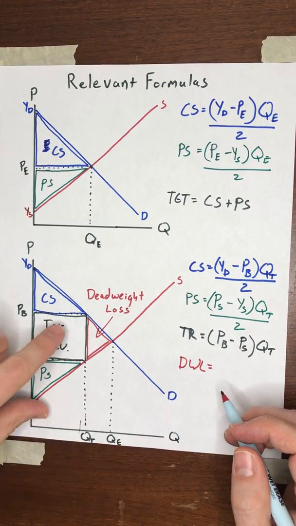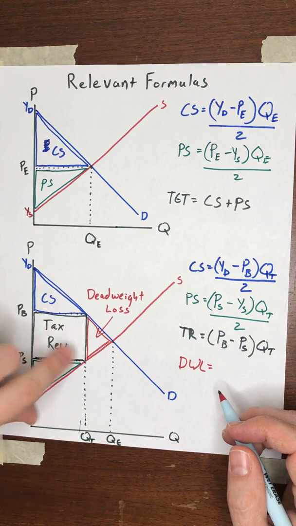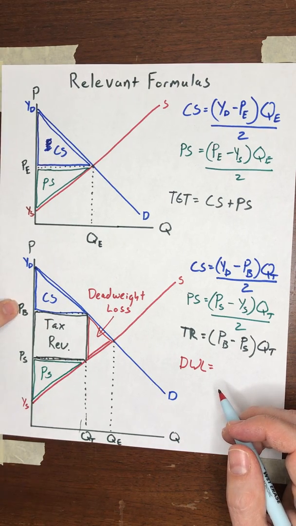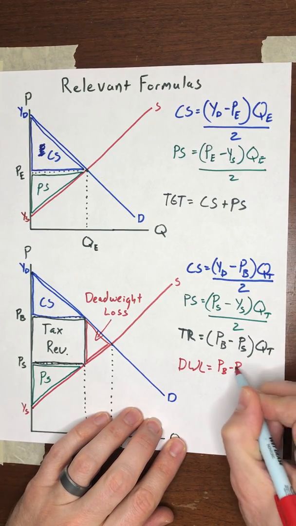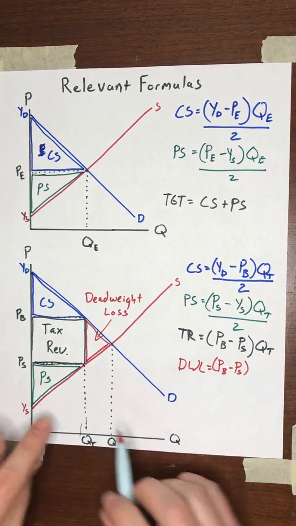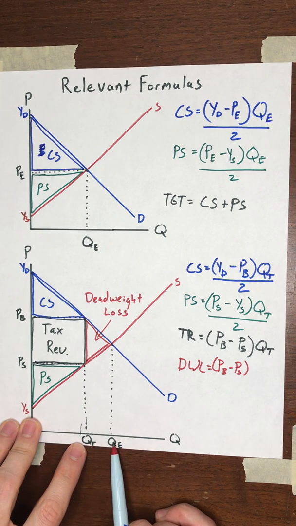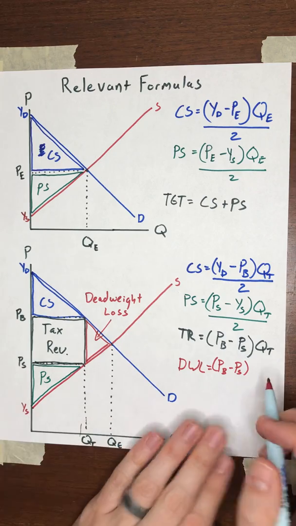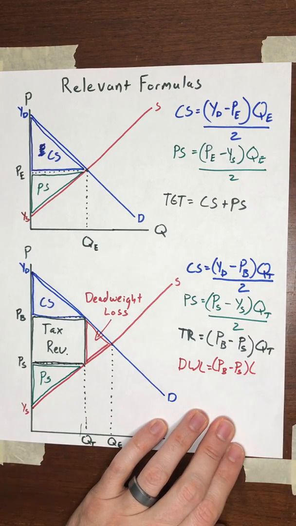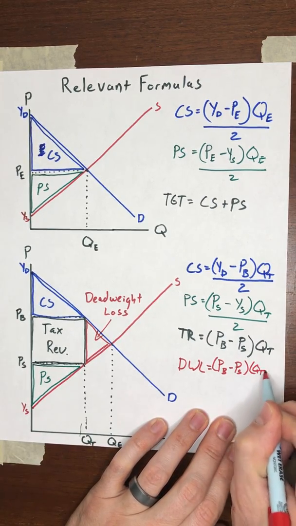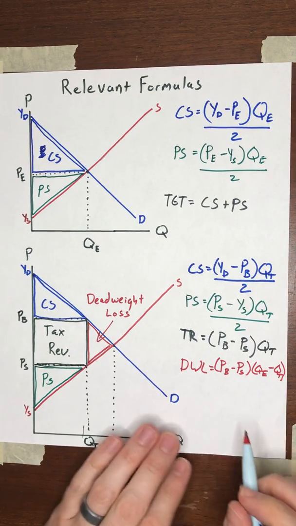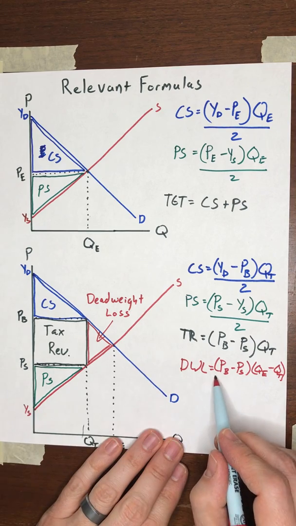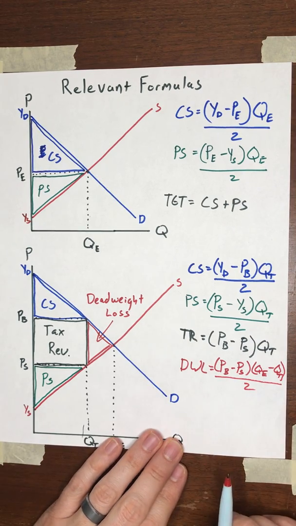What is the deadweight loss? Well, the height of this triangle is going to be the price the buyers pay minus the price the sellers receive. And the length is going to be the difference between the number of units that would trade in equilibrium and the number of units that are actually trading now that we have the tax. QE minus QT. Sorry, I'm getting a little cramped there. And then since it's a triangle, we divide by 2.